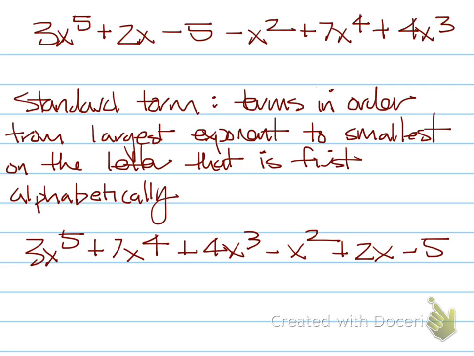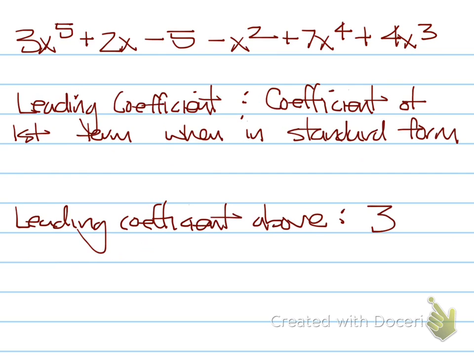Standard form of a polynomial. A polynomial is in standard form when the terms are in order from largest exponent to the smallest on the letter that is first alphabetically. So we take the polynomial above and put it in standard form. It's 3x to the fifth plus 7x to the fourth plus 4x cubed minus x squared plus 2x minus 5. And then the leading coefficient is the coefficient of the first term whenever the polynomial is written in standard form. The leading coefficient above is 3.